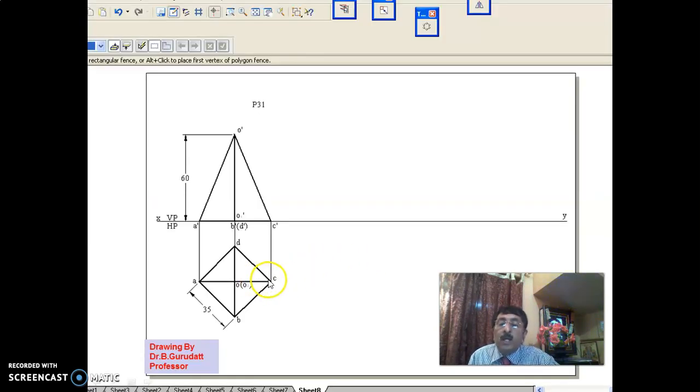Now, as usual, we start doing this way. Draw the square pyramid in the top view like this. A, B, C, D, 4 edges, OA, OB, OC, OD, another 4 edges, totally making 8 edges. Square pyramid, base sides will be 35 mm. And write the corresponding front view with height as 60.